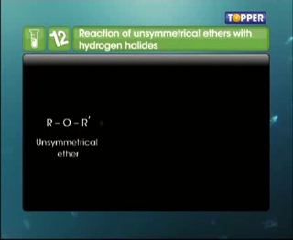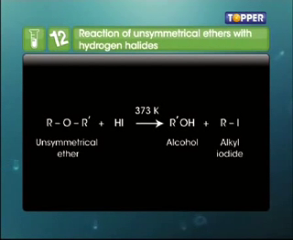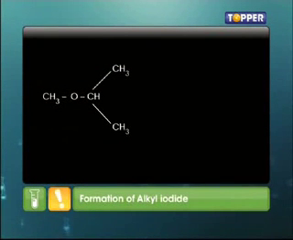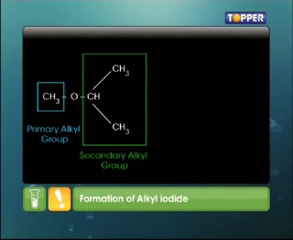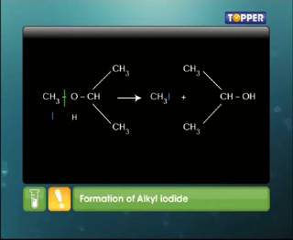In the cleavage of unsymmetrical ethers with 2 different alkyl groups, alcohol and alkyl iodide are formed depending on the alkyl groups present. Always remember, when primary or secondary alkyl groups both are present, it is the lower alkyl group that forms alkyl iodide. Let us take example of the reaction on your screen.